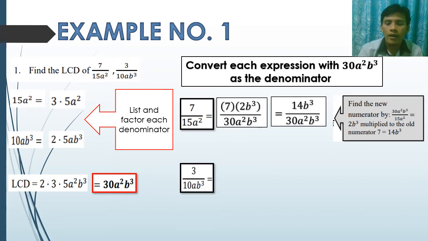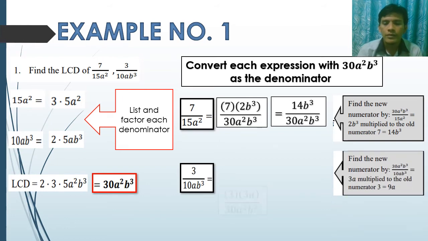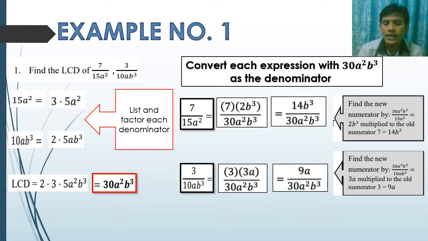Next, 3 over 10ab cubed. Our LCD, 30a squared b cubed. 30 divided by 10, which is 3. A squared divided by a, and that is a. B cubed divided by b cubed, and that is 1. So that is 3a. 3a will be multiplied to our numerator, which is 3. So 3 times 3a, and that is 9a over 30a squared b cubed.